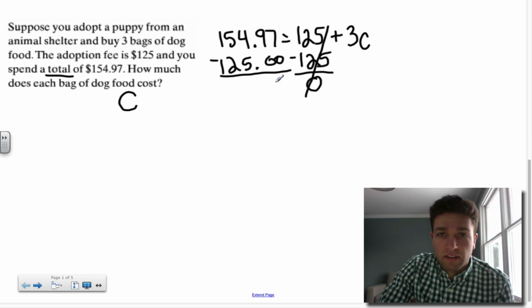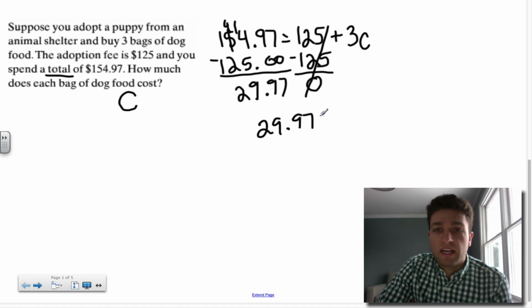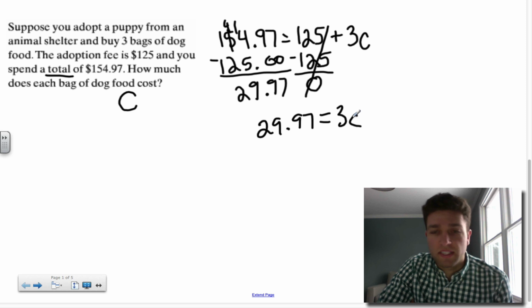I'm not going to use a calculator here just yet. This is just some simple subtraction. So what am I left with? 29.97. So this needs to be rewritten just so we can see what's left: 29.97 is equal to 3 times c.